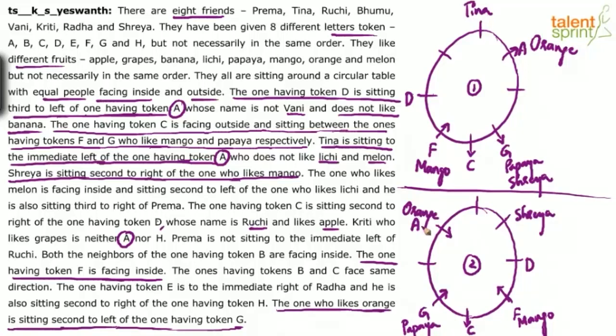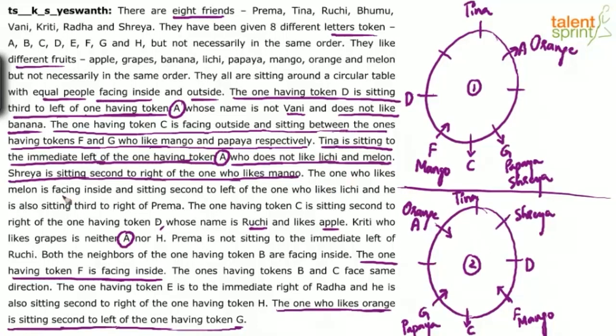According to case 2, A is here. A is facing center. So left will be clockwise. This would be Tina. Right? So Tina is sitting to the immediate left of the person having token A who does not like lychee and melon. This also we have used. Who does not like lychee and melon. Then this Shreya's point is done.